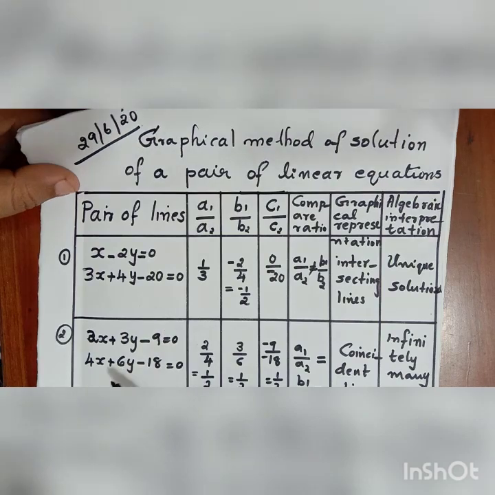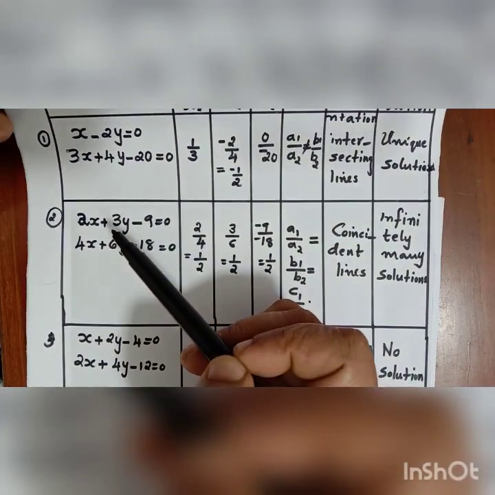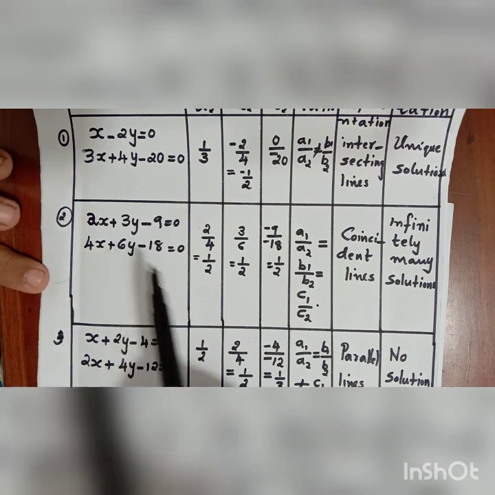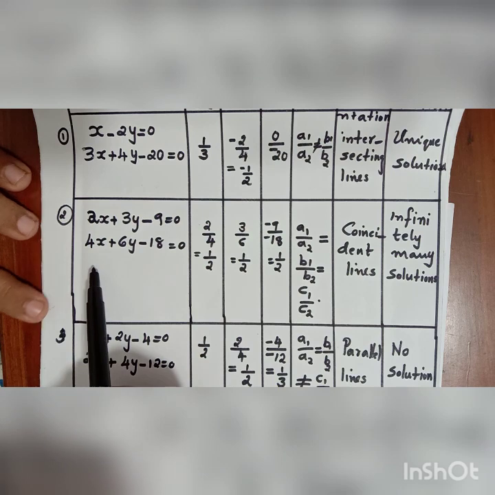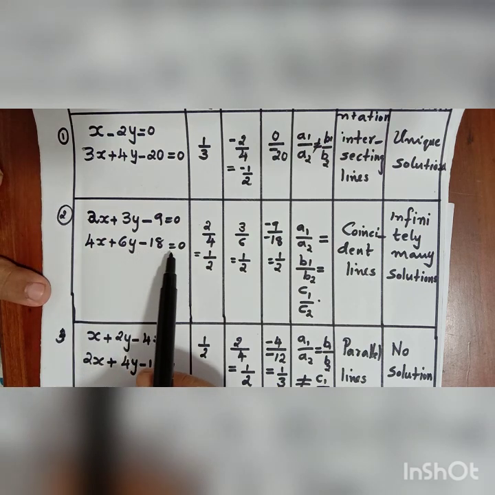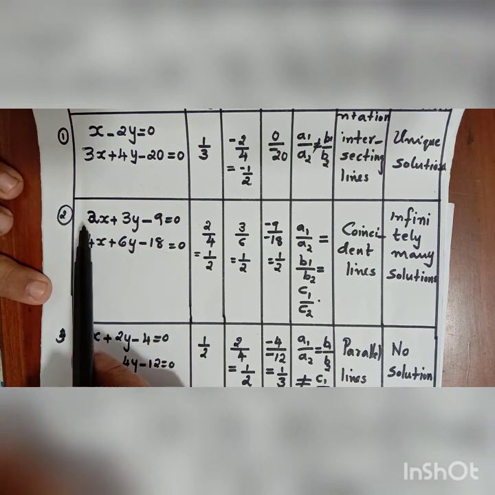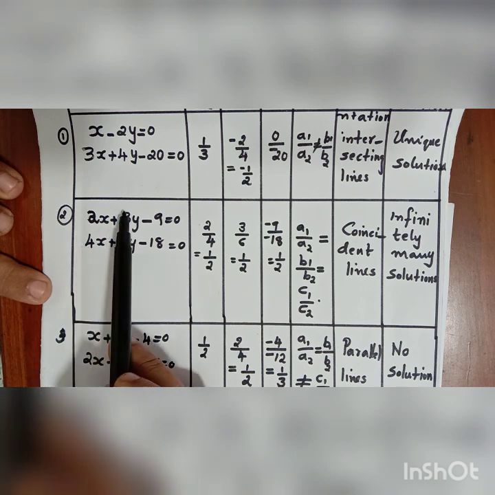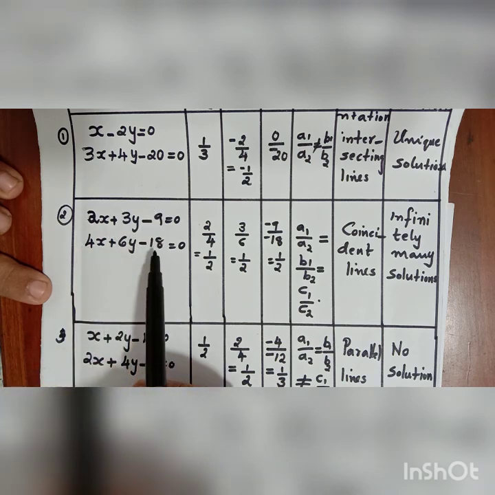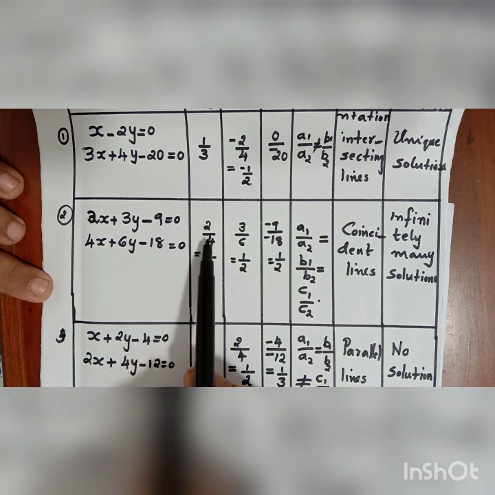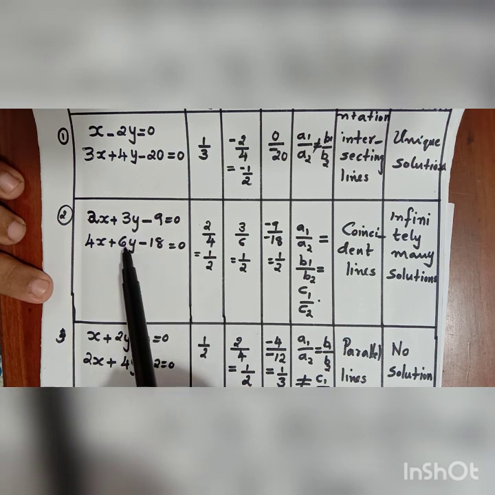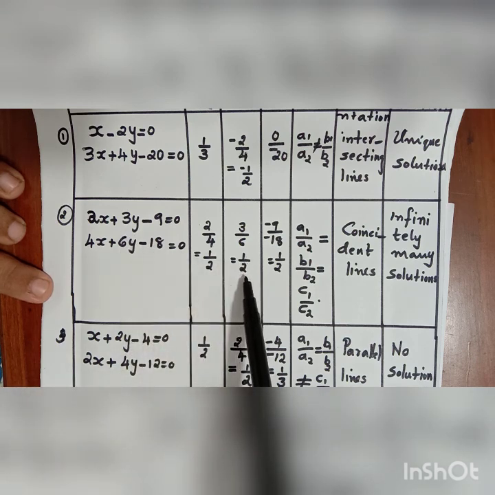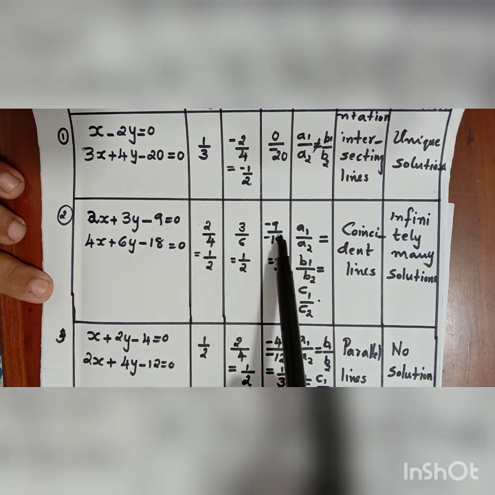Now let us discuss the second set of linear equations. 2x plus 3y minus 9 equal to 0, and 4x plus 6y minus 18 equal to 0. Here we have A1, A2, B1, B2, C1, C2. Let us compare. A1 by A2 is 2 by 4, that's equal to 1 by 2. B1 by B2 is 3 by 6, that's equal to 1 by 2 again. C1 by C2 is negative 9 by negative 18, that's equal to 1 by 2.